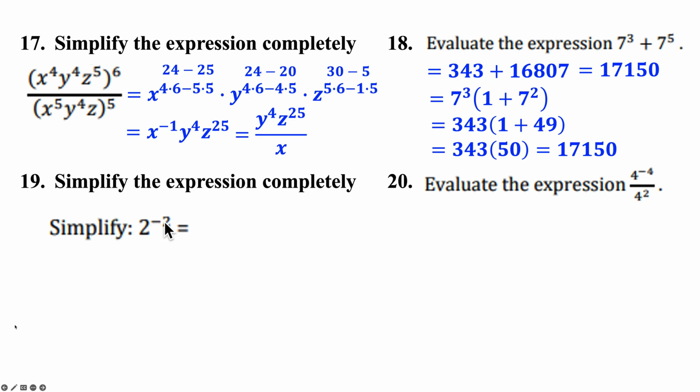Simplifying 2 to the negative 2, negative exponent takes the base 2, puts it in the denominator with a positive 2 for a power. 2 squared is 4, so this is 1/4.